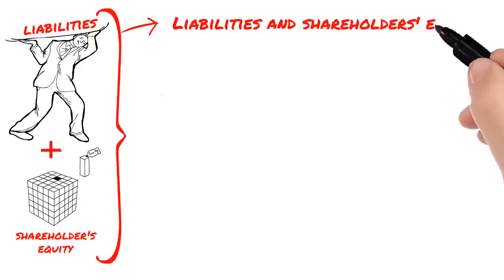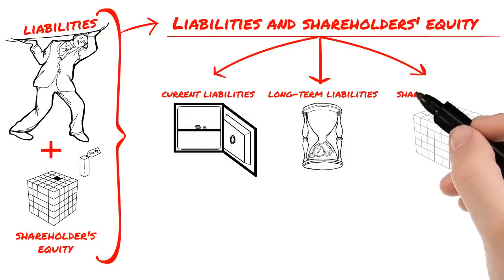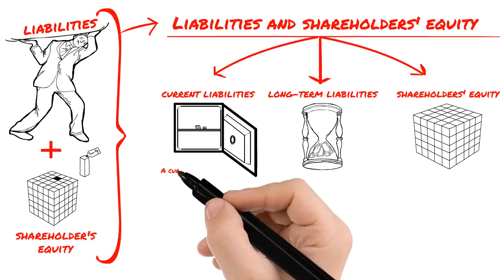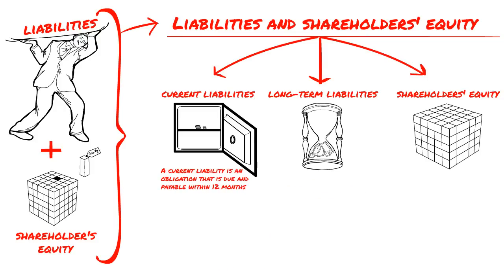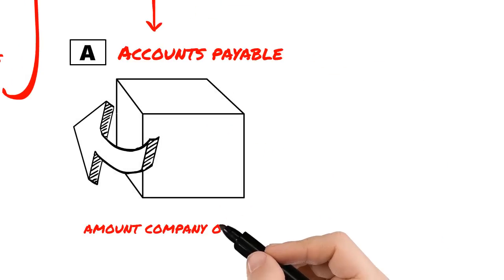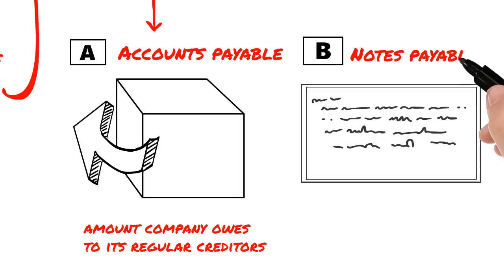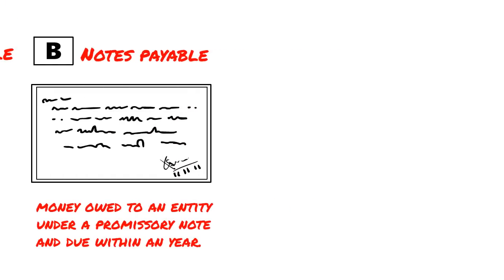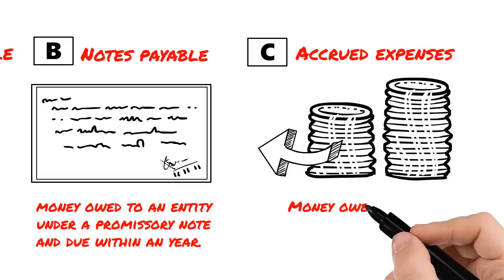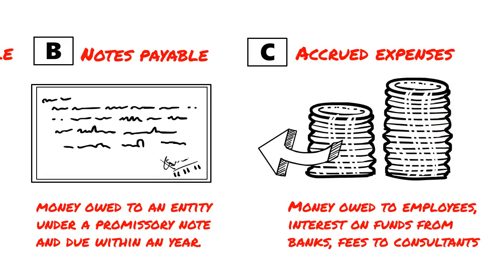The liabilities and shareholders' equity section has current liabilities, long-term liabilities, and total shareholders' equity. A current liability is an obligation that is due and payable within 12 months. Accounts payable is the amount the company owes to its regular creditors from whom it has bought goods or services. Notes payable is the money owed to an entity under a promissory note and due within a year. Accrued expenses: money owed to employees, interest on funds from banks, and fees to consultants are accrued expenses.